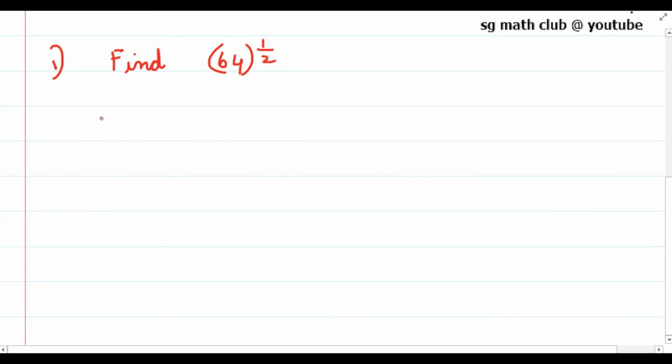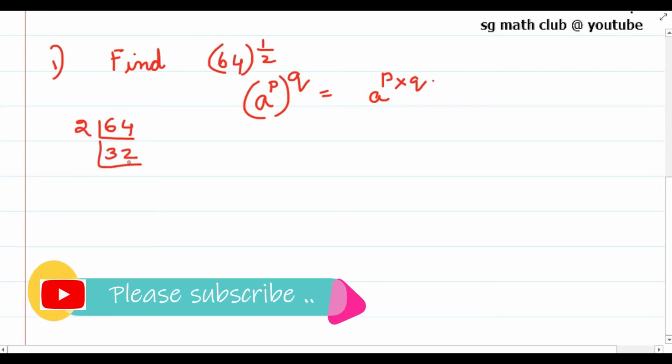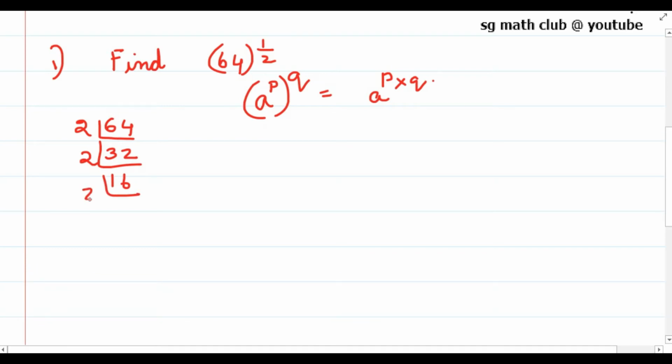So the first question is find 64 whole to the power of half. Here I am going to use the identity a to the power of p whole to the power of q is a to the power of p into q. For this, first I am going to factorize this 64. When you factorize this 64, we will get 2 to the power of 6. 64 I can write as 2 to the power of 6.